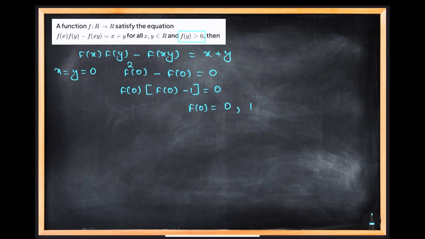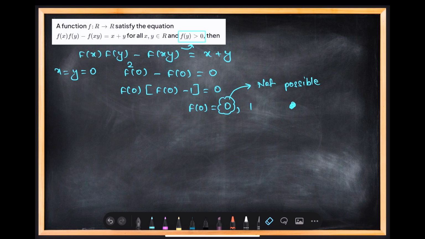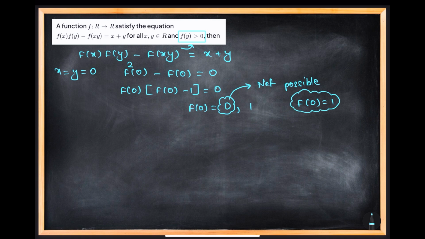Now what do you think? f of 0 can produce 0? No, it's not possible, because they are saying that f of y is positive, means for all real values of x the function will produce positive output only. So this is not possible. So what is the possibility? That f of 0 is equal to 1. Okay, so can we write f of 0 equals 1? Now you know that f of 0 is 1.